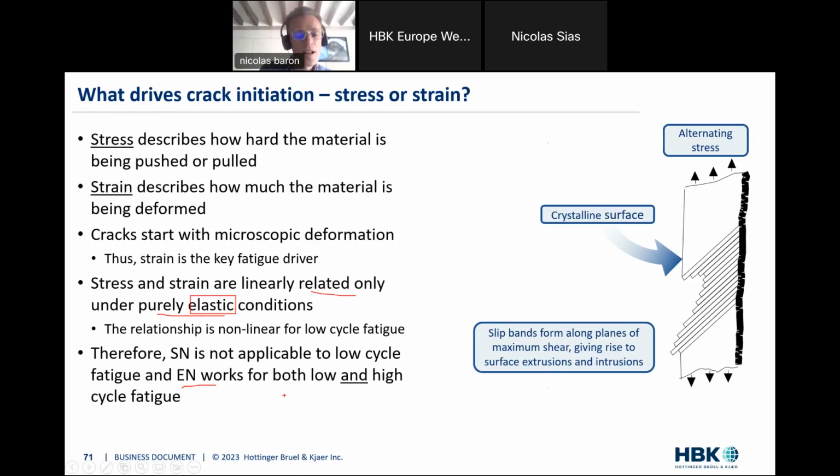In short, in a nutshell, the EN methodology works in any case, both for low and high cycle fatigue. So simply said, if you want to be on the safe side and you have your material characterized for the EN methodology, it's very fine to use it. It always works. Now you will ask me, then why aren't all people using EN, right?